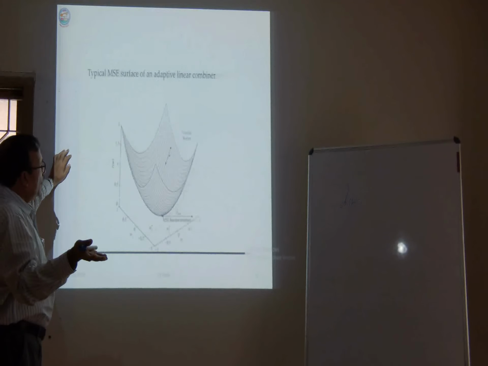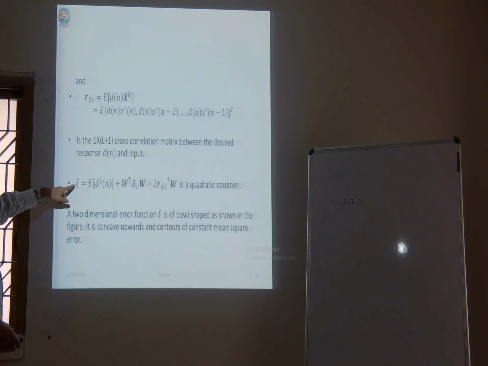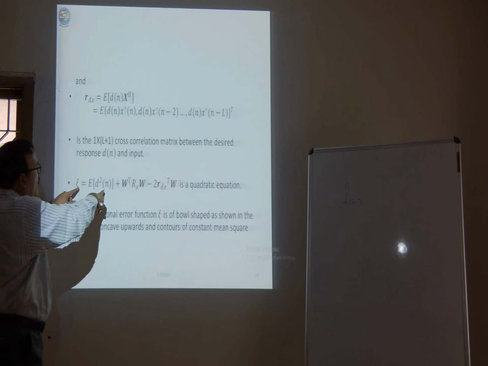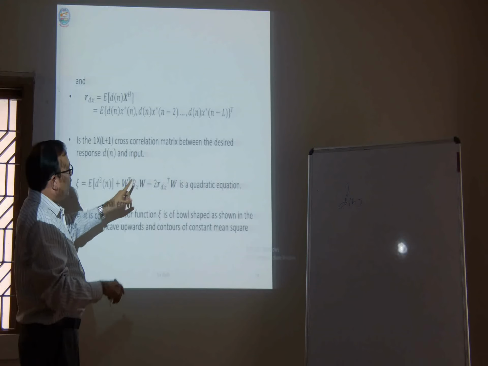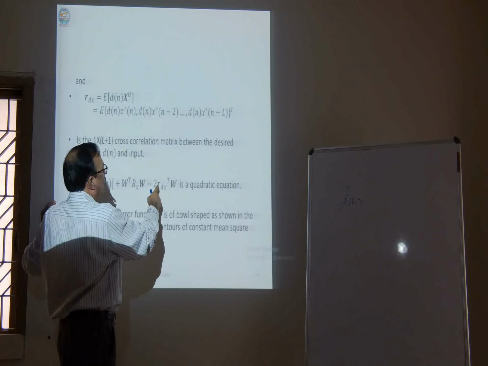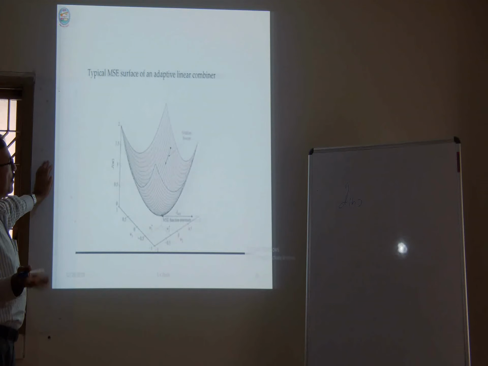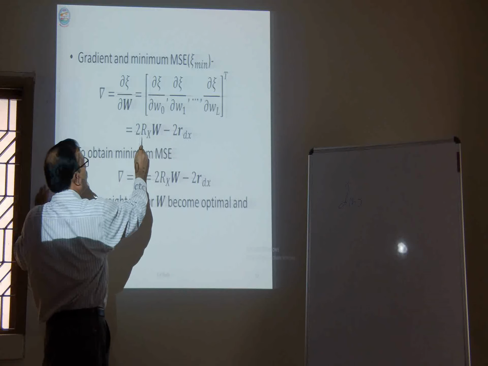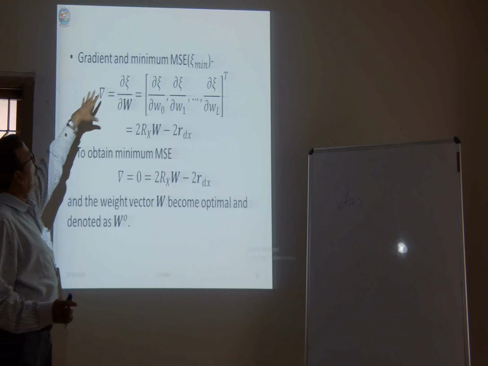Now, what is chi? This is chi. If I partially differentiate this equation with respect to w, this term is a constant, so it will be 0, and here it is 2x, so we get 2 Rx w, and here we get 2 Rdx transpose. So this is nothing but 2 Rx w minus 2 Rdx. This is after the partial differentiation.